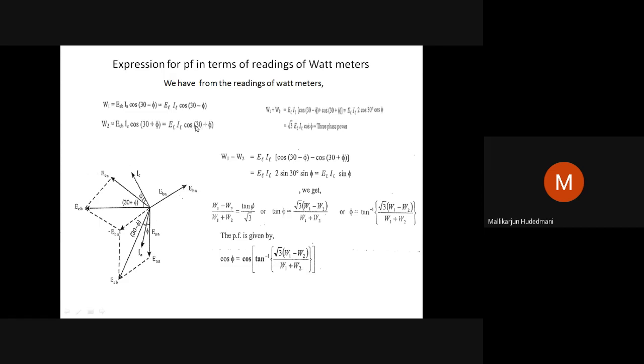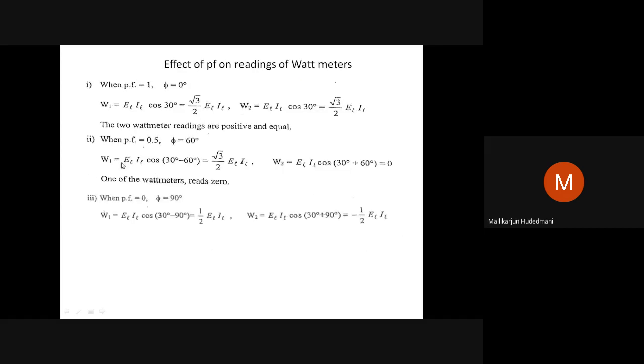Cos 90 goes 0. Here, 30 minus 60 results in cos 30. Let us see how to write it. W1 equal to ELIL cos 30 minus 60, resulting in root 3 by 2 ELIL. What about the W2? Cos 90 goes 0. So when the power factor of the system load is 0.5, one of the instruments reads 0.